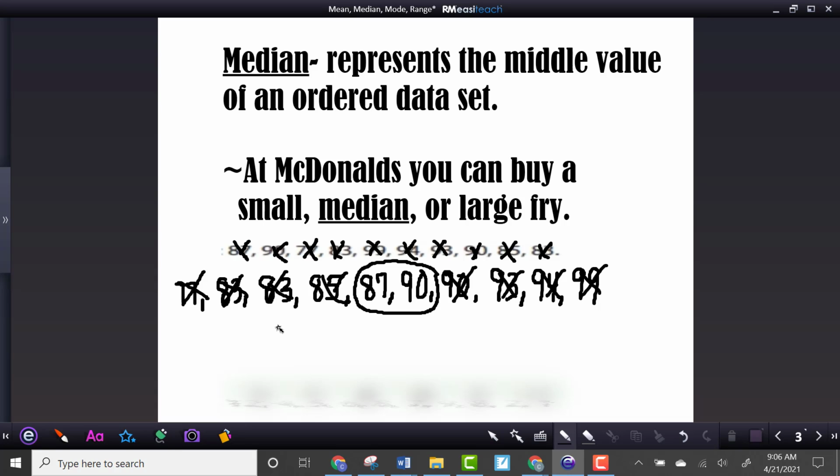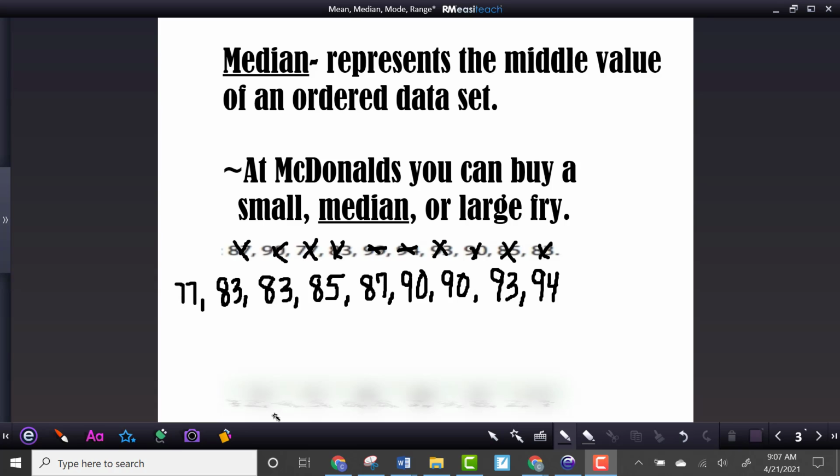The way that you do that is you just add these two numbers together. So we take 87 plus 90. That's going to give us 177. That's the first step. Then we're going to take that 177 and divide by 2. So 177 divided by 2 is going to give us 88.5 for the median. So that's how you find the median when you have an even amount of numbers.